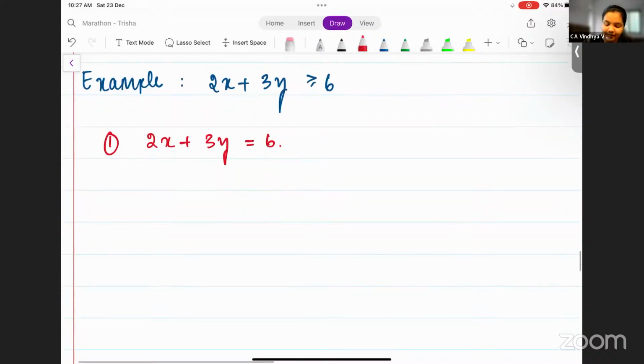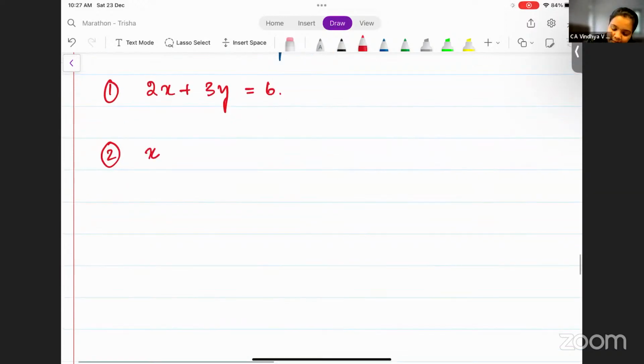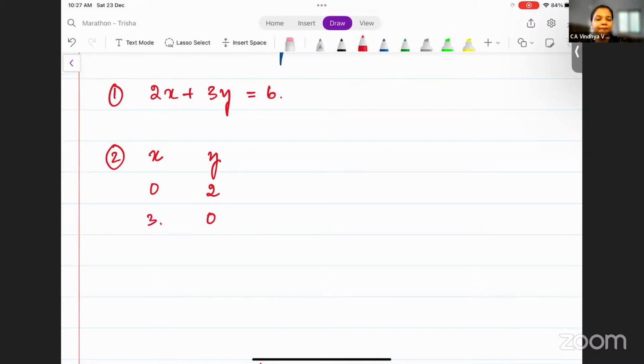Second step is to assume a value for x and find the value of y, and similarly assume a value for y and find the value of x. So let us say x is 0. If x is 0, the value of y would be 2. Correct? And if y is 0, the value of x would be 3, right? Is this clear till here? Any doubts until now?